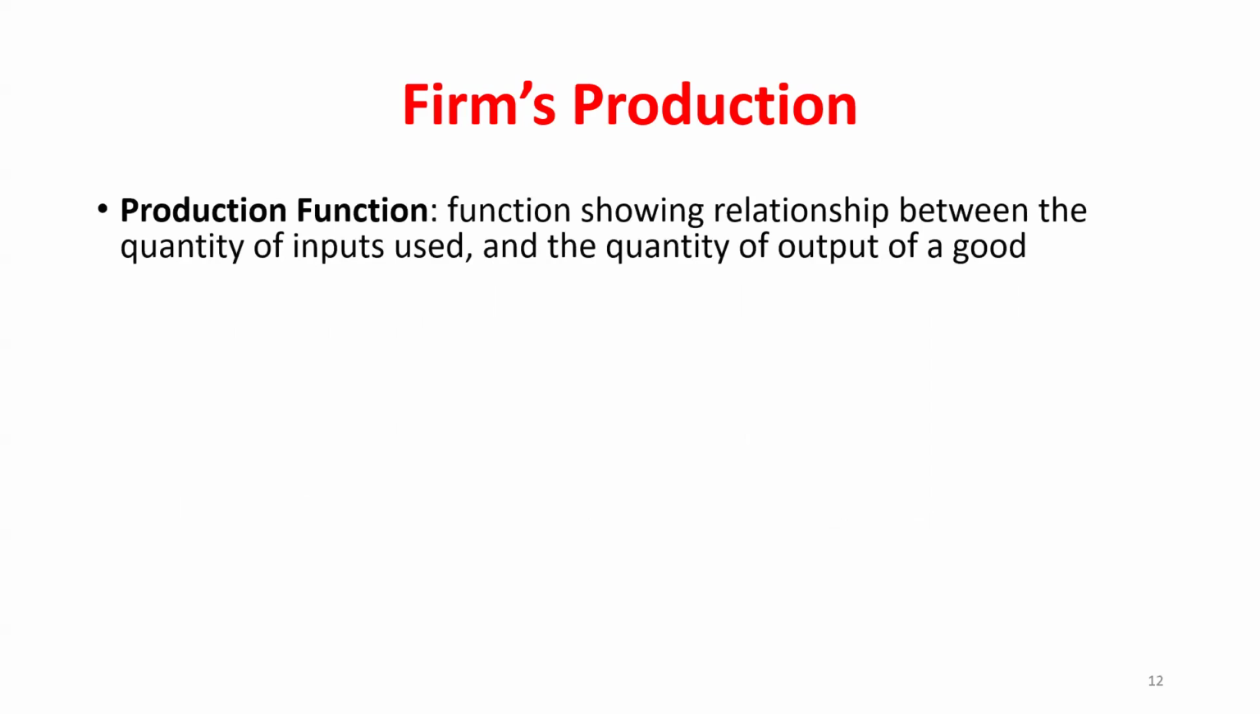So when a firm is thinking about how many workers it's going to hire, what it's really doing is trying to target a certain level of output. As I hire more workers, what happens to the level of output or the number of units I can produce? If I hire more workers, I can produce more. So my output is going to be a function of how much labor I hire.